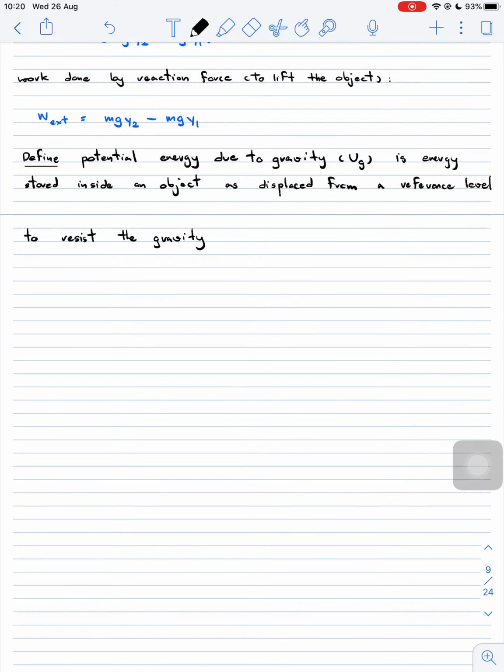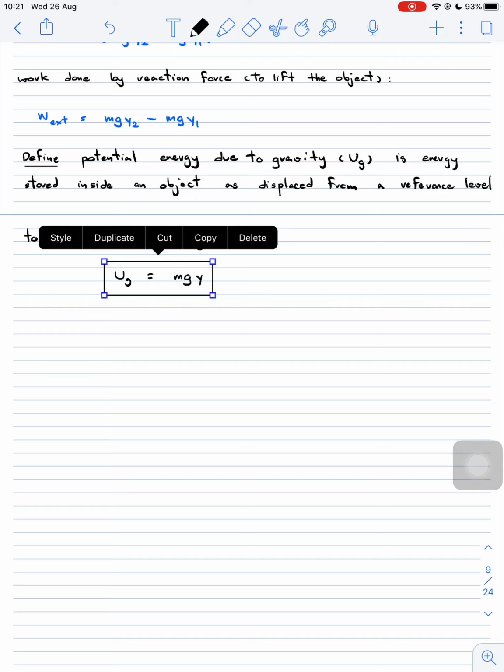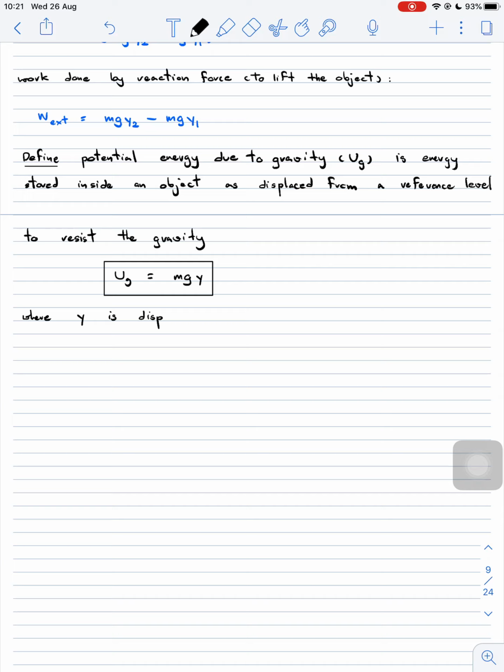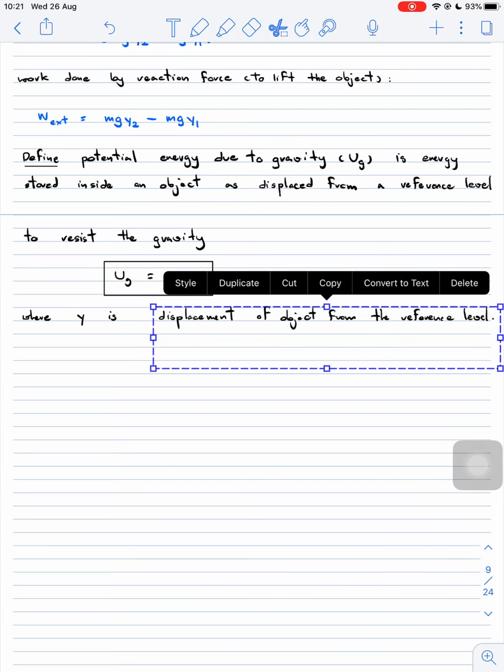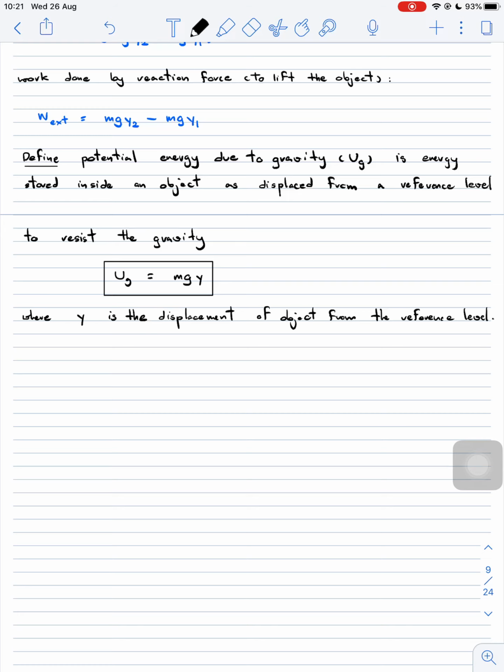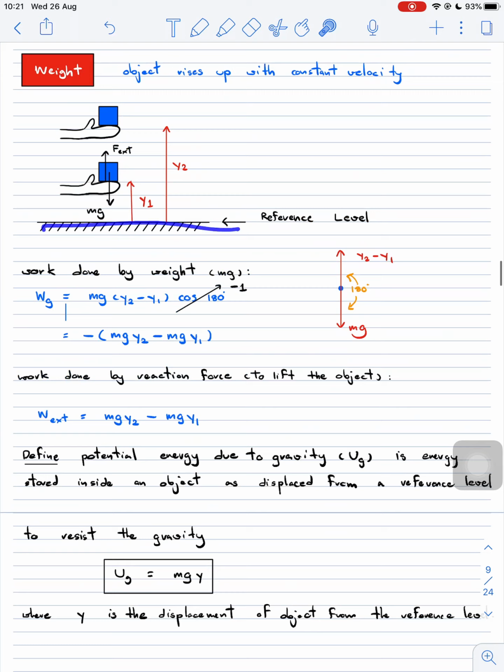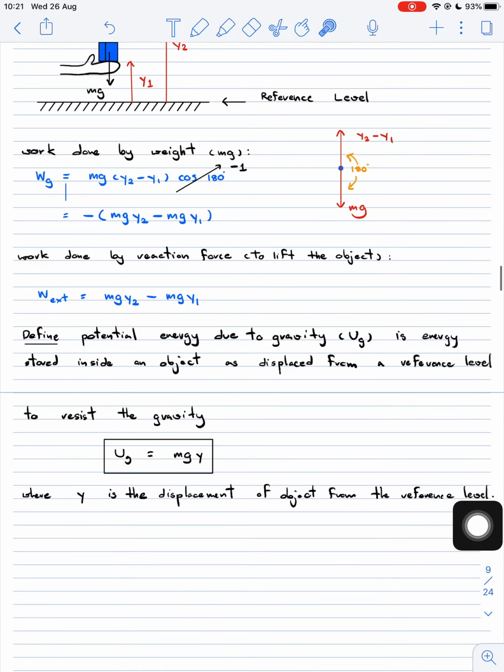So we say that UG, the potential energy due to the gravity, equals mg times y. So this y is the displacement of the object from the reference level, as I just mentioned before. But one thing that you need to keep in mind is that the reference level doesn't necessarily have to be the ground. It can be somewhere above the ground or somewhere under the ground. That's called the reference level. It just depends on how we identify it.